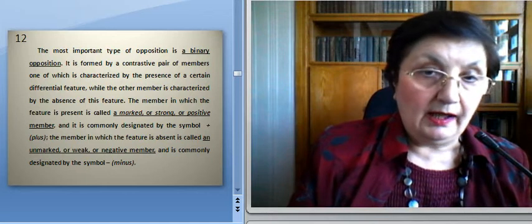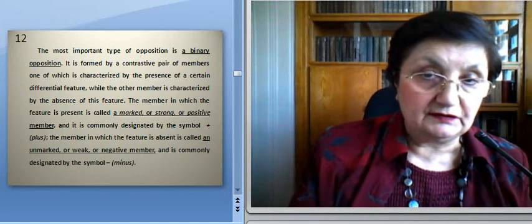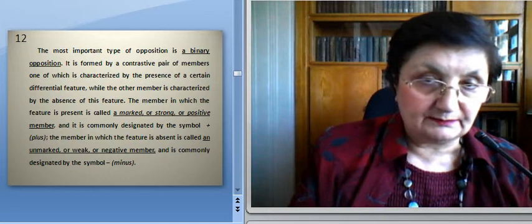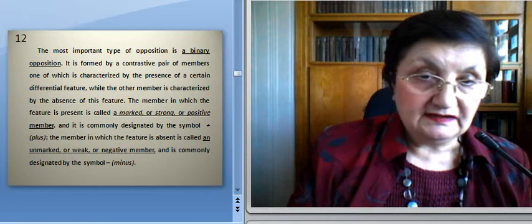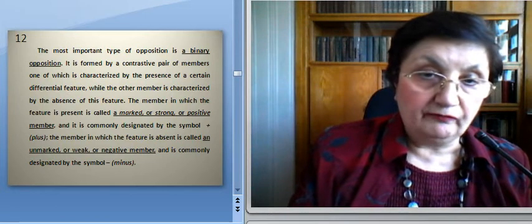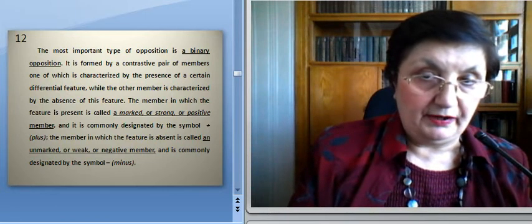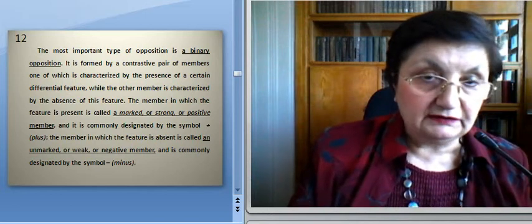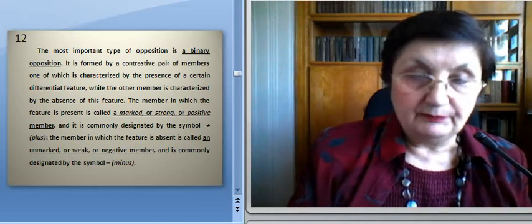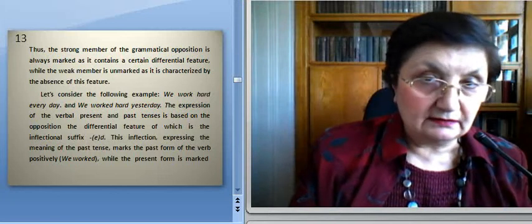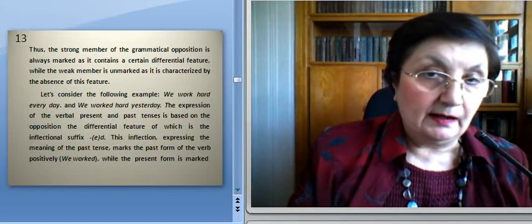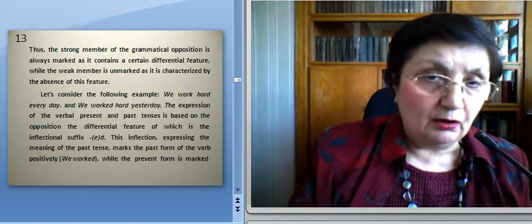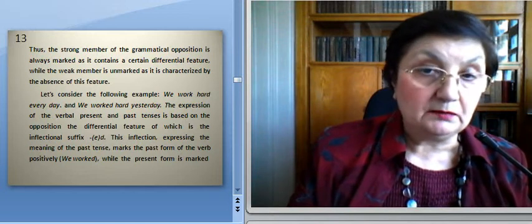The member in which the feature is absent is called an unmarked or weak negative member of the paradigm, and it is commonly designated by the symbol minus. Thus, the strong member of the grammatical opposition is always marked as it contains a certain differential feature, while the weak member is unmarked as it is characterized by the absence of this feature. Let's consider the following example.